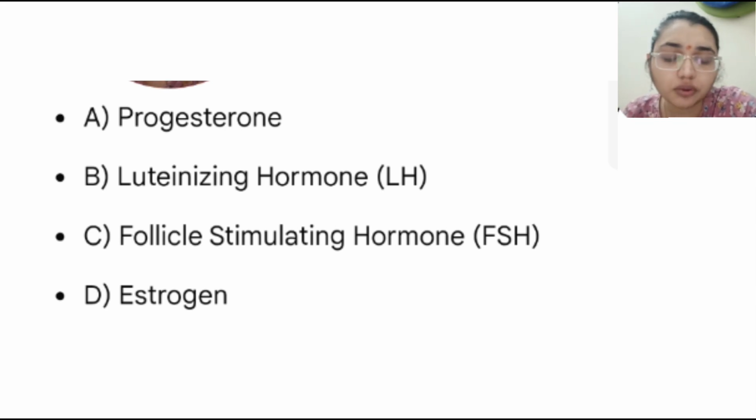Luteinizing hormone around the middle of the cycle. So LH surge induces the structural rupture of the Graafian follicle, releasing the secondary oocyte in the fallopian tube.